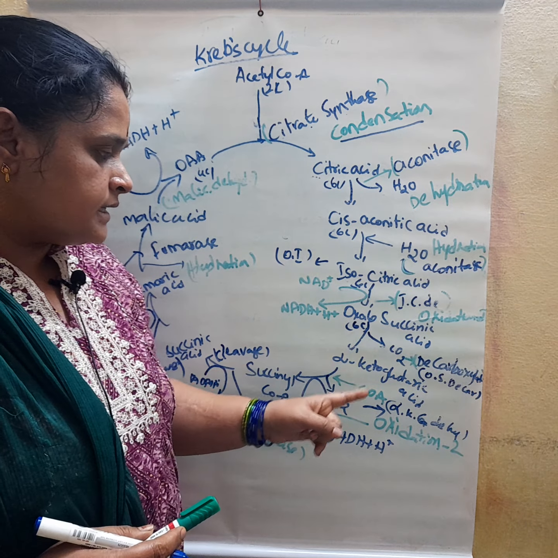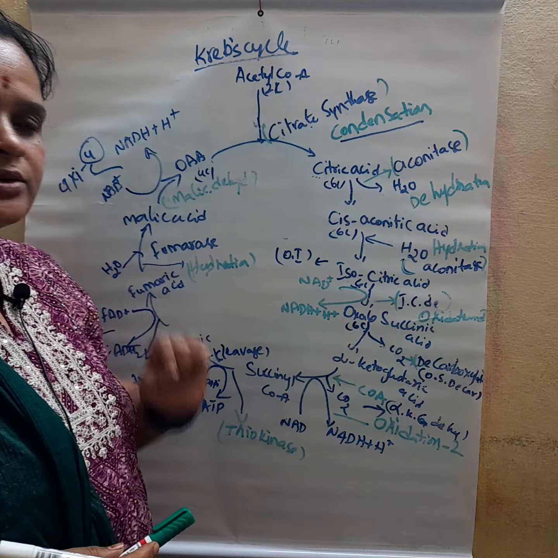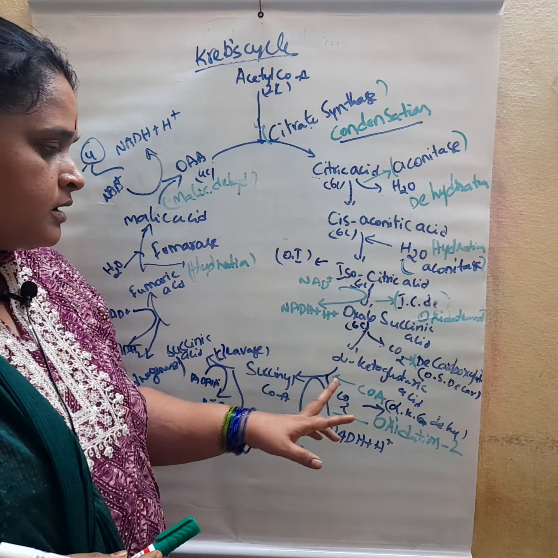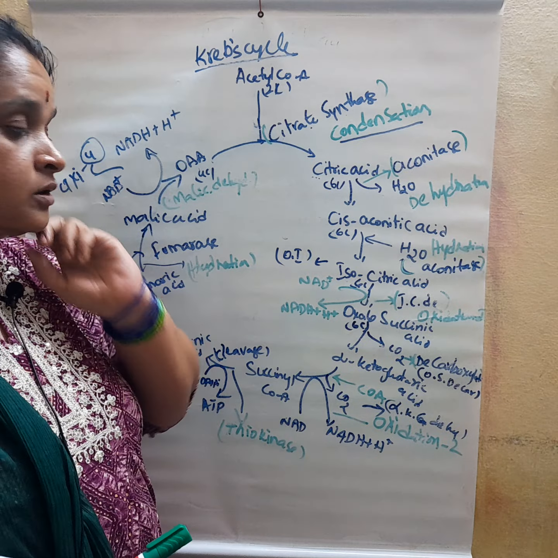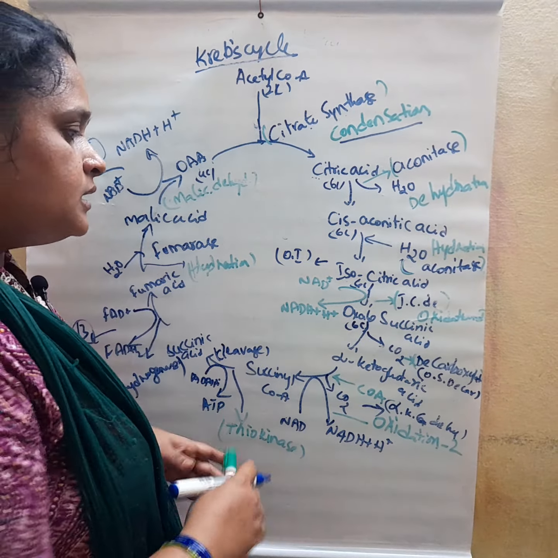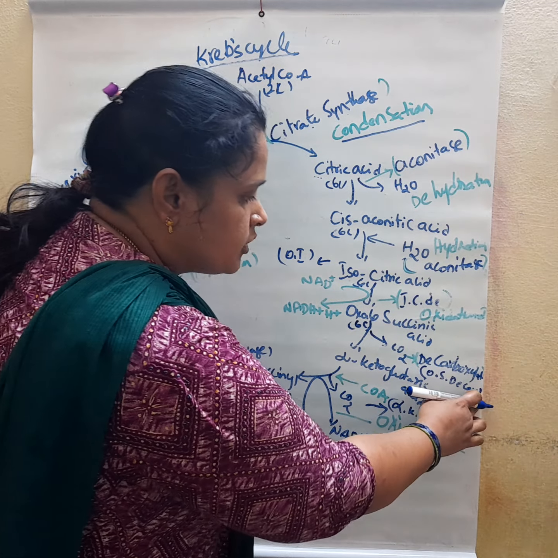Now oxalosuccinic acid undergoes decarboxylation. That means the six carbon compound loses one carbon, forming alpha ketoglutaric acid. The decarboxylase enzyme is oxalosuccinic decarboxylase.